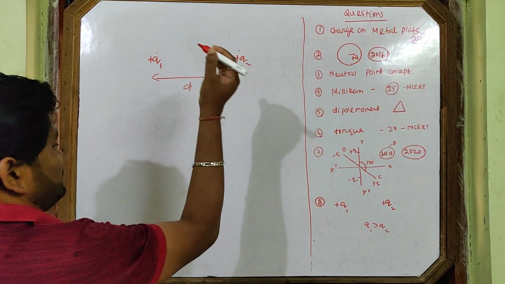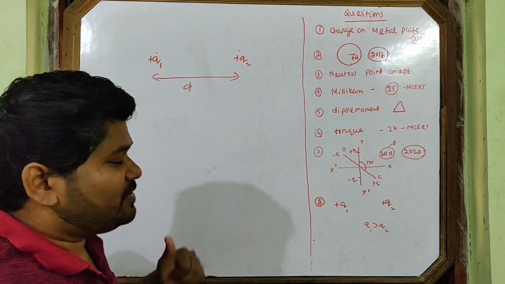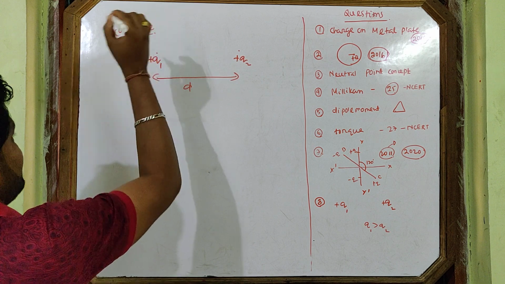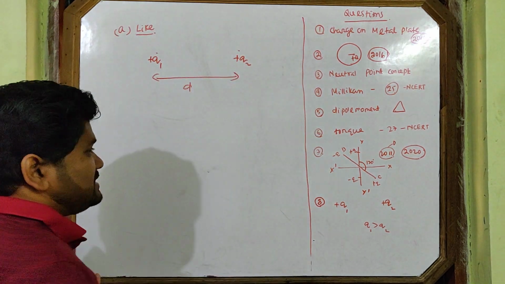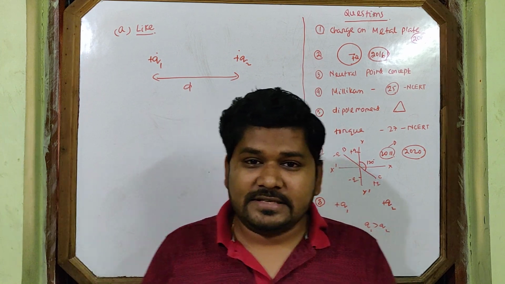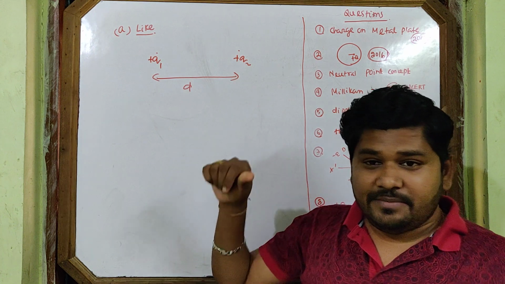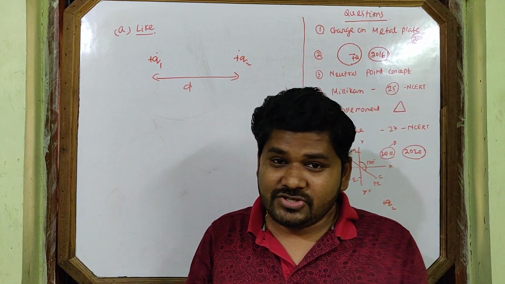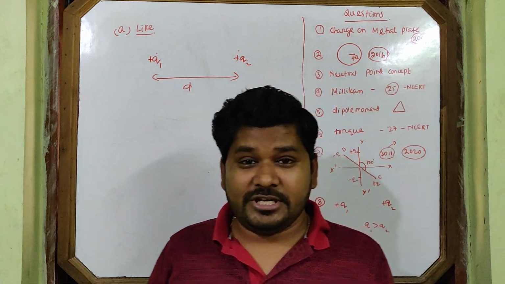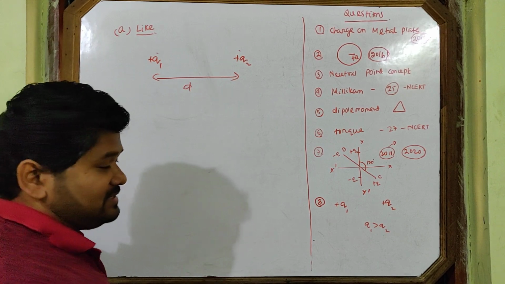So the neutral point will be where? Two cases come here. Let us discuss first the case of like charges. When these two charges are like charges, on which side does the neutral point lie? At the neutral point, the electric field of this charge and the electric field intensity of the other must cancel each other. It means both electric fields will be equal in magnitude and opposite in direction. Let us come to the point of opposite direction first.